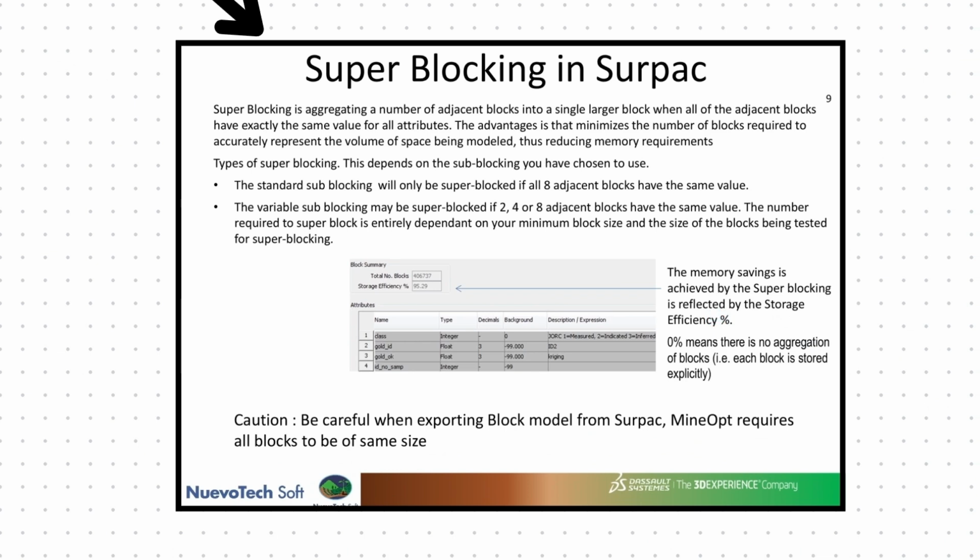Surpac has a feature called super blocking. It collapses adjacent blocks into a single large block if all their attributes are identical. This saves memory and speeds up processing. For example, if you have 1,000 blocks all within the same ore code and grade in the zone, Surpac can combine them into one super block. There are two methods actually. Standard subblocking requires 8 adjacent identical blocks to merge, whereas variable subblocking can merge a variable number of blocks depending on the size, right?